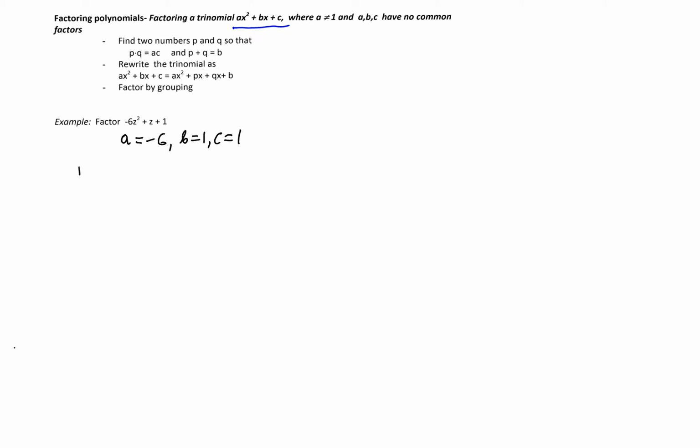We are looking for two numbers p and q such that p times q is a times c, which is negative 6, and p plus q is equal to b, which is 1. Those numbers are: p should be 3 and q should be negative 2.